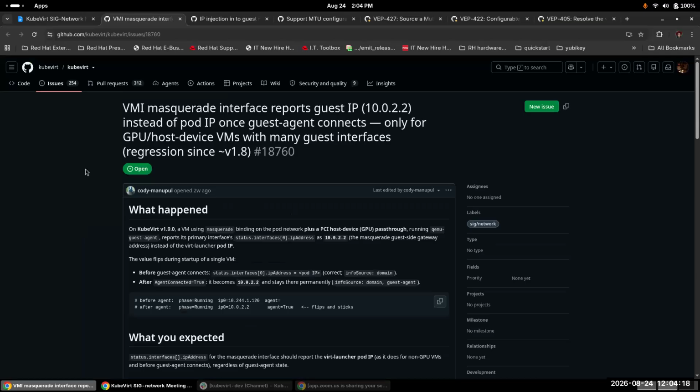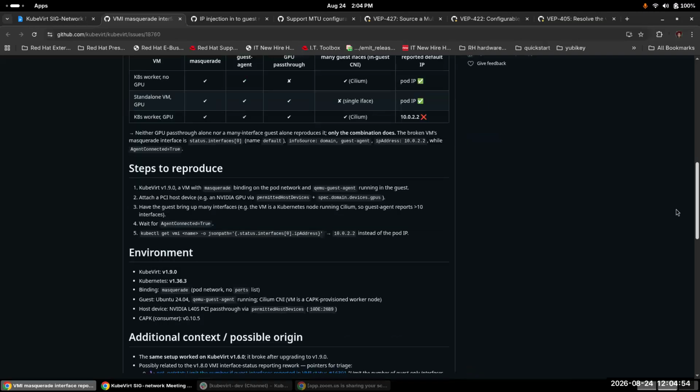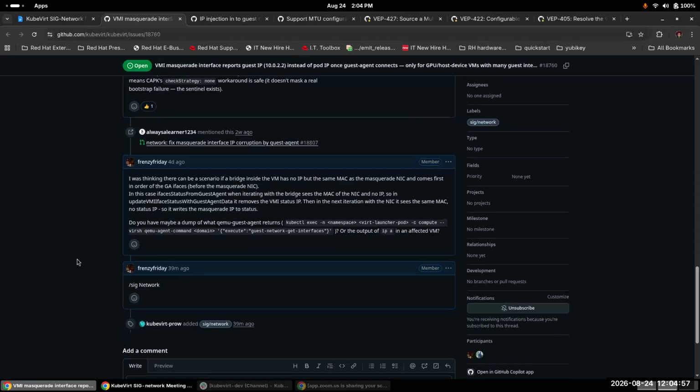First, we had this one, where in some scenarios where there's a GPU or a host device and too many guest interfaces, the VMI status reports the guest IP instead of the pod IP. And they had a PR which suggested to remove the IPv4 addresses from the guest before it's being used for forming the status, and that way it can try to mask the problem. But I don't think it is the right solution. I have an idea, but I am not sure if even that's the right solution.